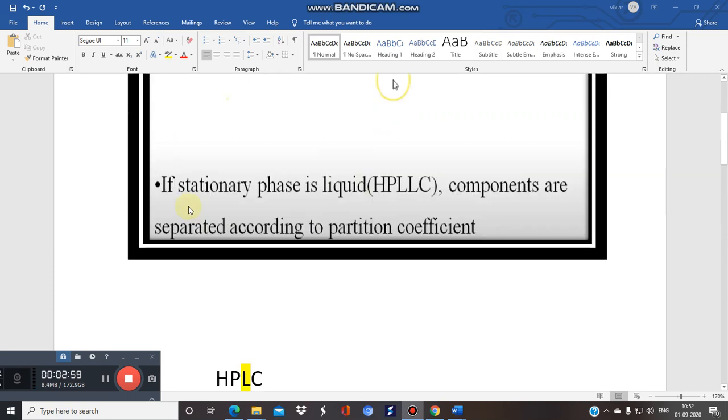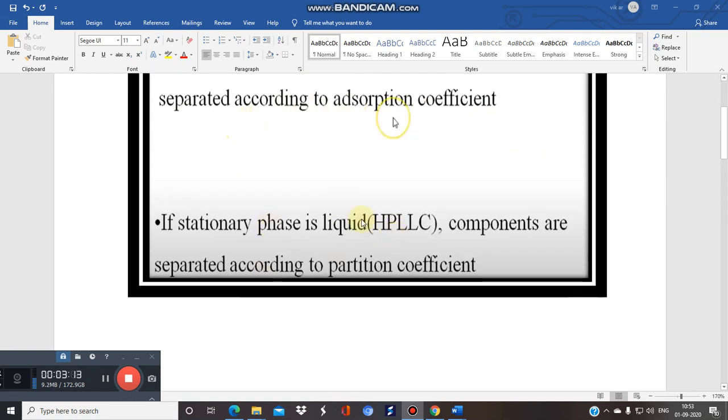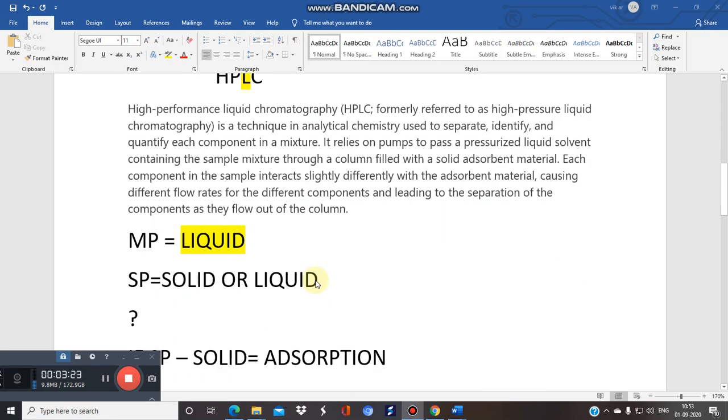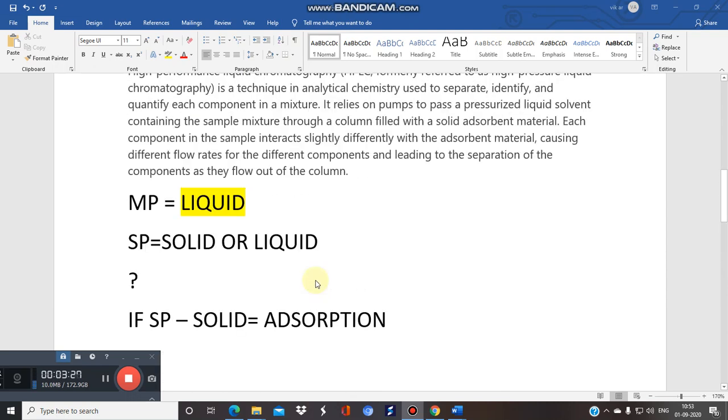If the stationary phase is solid, then the components are separated according to their adsorption coefficient. Whereas if the stationary phase is liquid, that is liquid stationary phase, then the components are separated according to their partition coefficient. So it works on the principle of both. Don't be confused in this type of question.